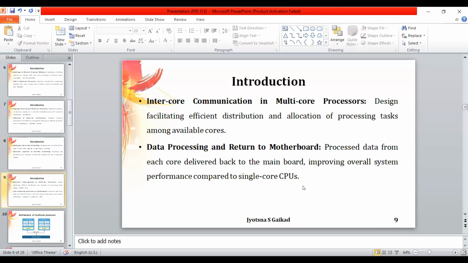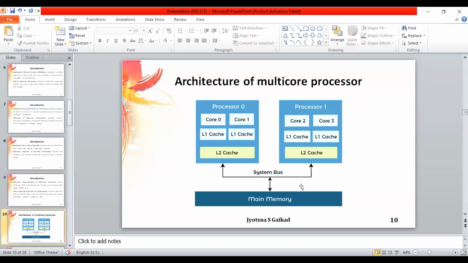There is intercore communication in multi-core processors, a design facilitating efficient distribution and allocation of processing tasks among available cores. Each core does its data processing and then returns the result to the motherboard. This processed data from each core is delivered back to the main board, improving overall system performance compared to single-core CPUs. This is the architecture of a multi-core processor.